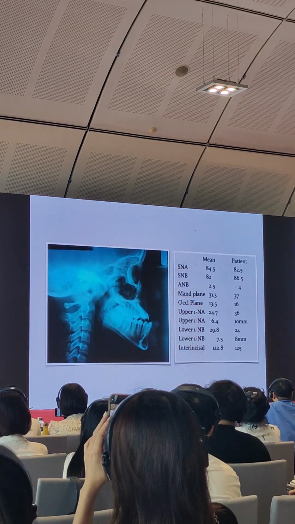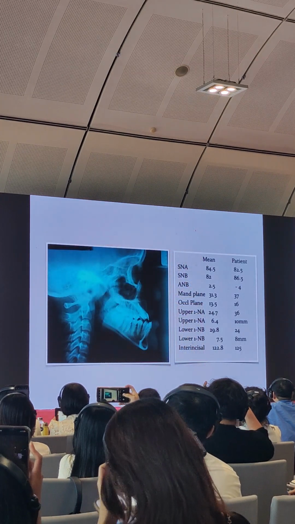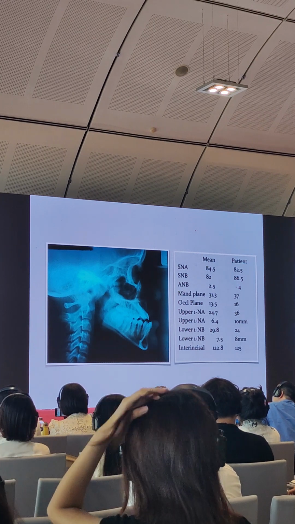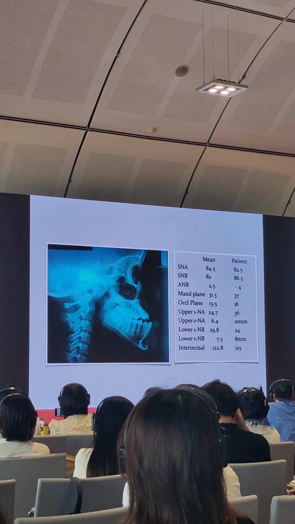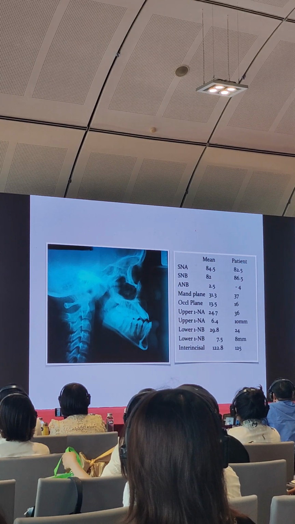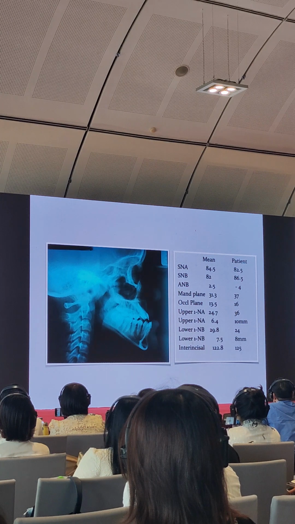So this is the cephalometric radiograph. We have a -4 ANB, which is a very big class 3 skeletal pattern. Upper incisors are flared radially. Lower incisors are a little bit upright.